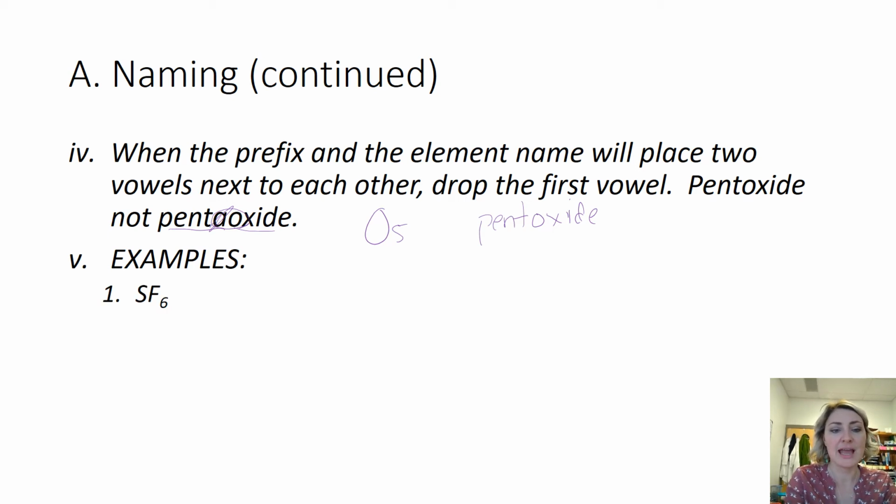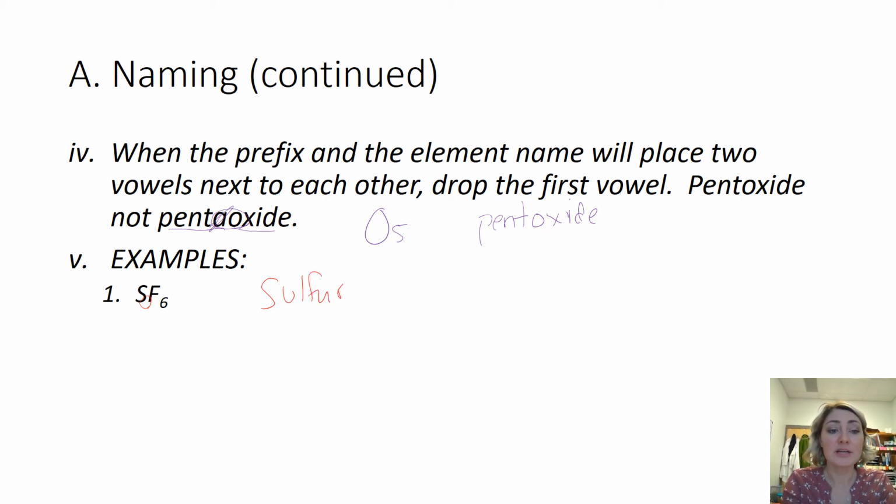All right, SF6. Well, according to my subscript, and there is no number here in my subscript, I have 1 sulfur. As our rules tell us, I'm not allowed to say monosulfur. I just simply say sulfur. And then I move on to the next element.